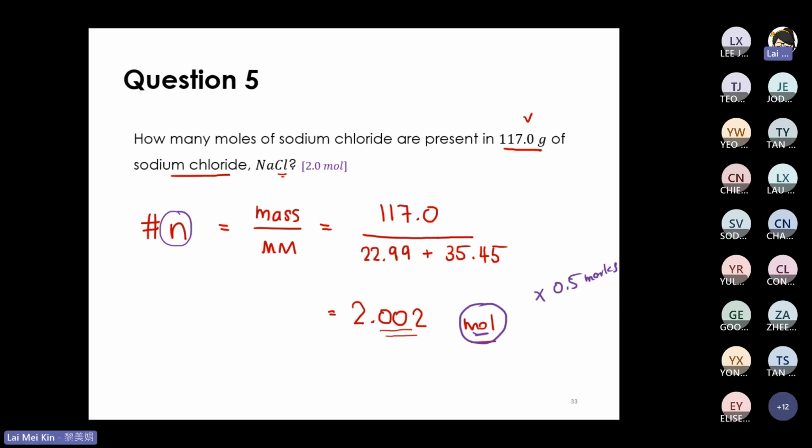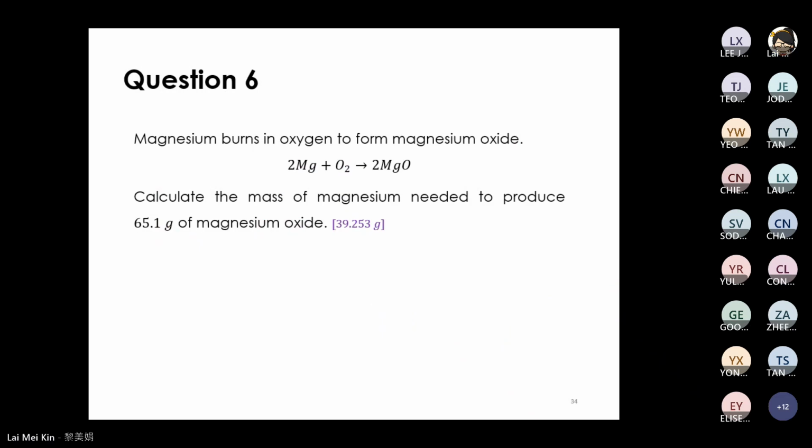Okay, can you guys try? Are there any further questions? Question 6. Okay, try question 6. I give you guys time to try this first, and then we will see how many.